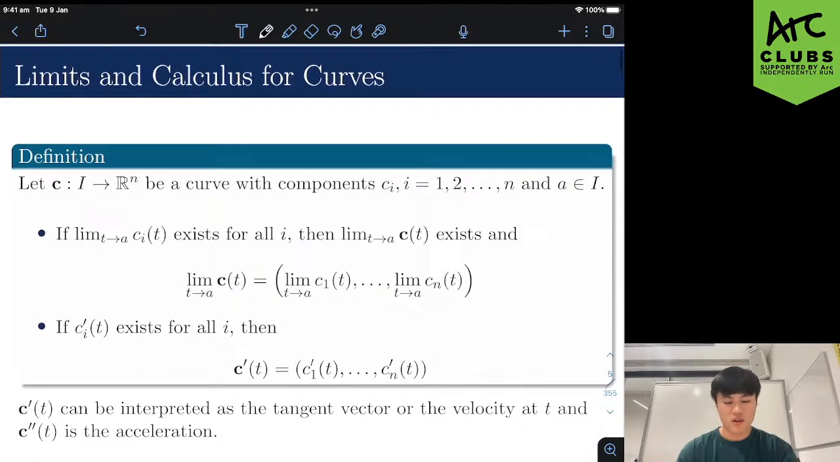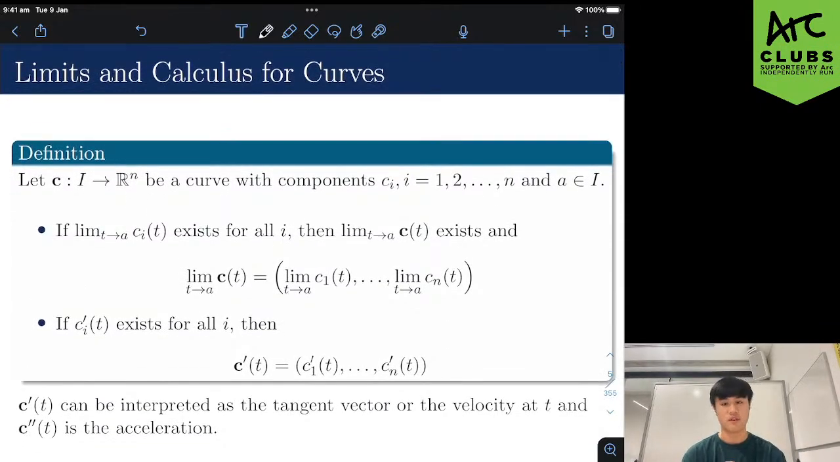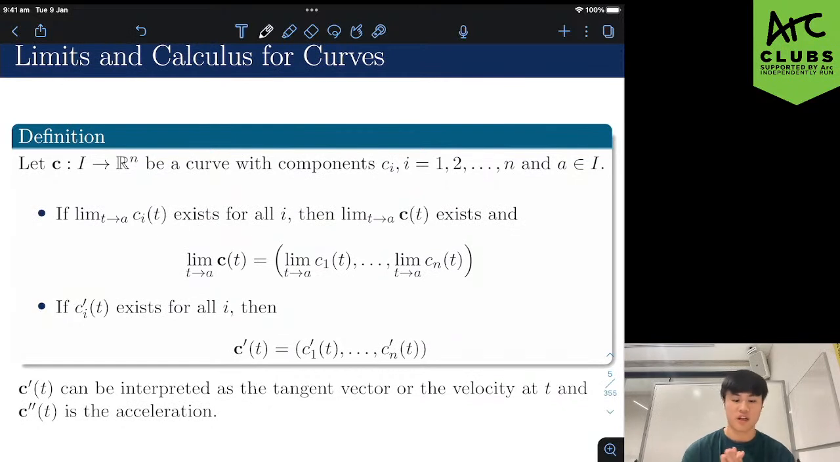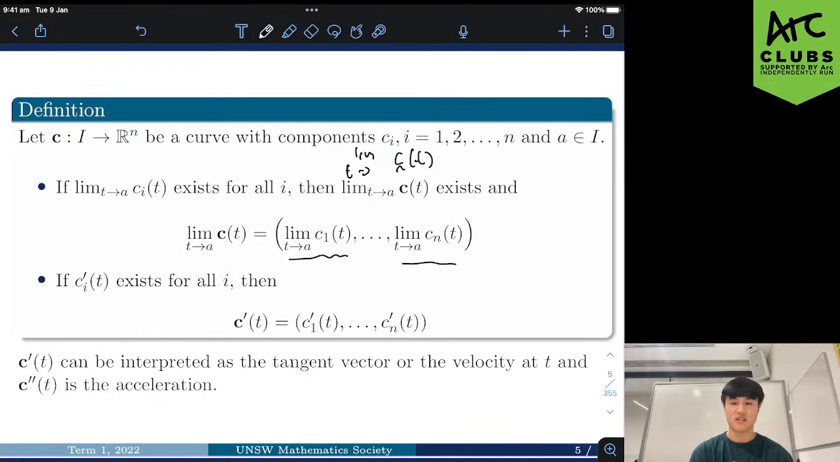Next is defining some limits and what the derivative is in multiple dimensions. The limit is kind of self-explanatory. The limit of a curve, as t goes to a of c of t, is the same thing as each component of the curve being limited to that value as well. That's what we have here. It's the same as component 1 being limited for t to a, same for all the way up to the end component. And the derivative, in the same vein, is just the derivative of each component of it.